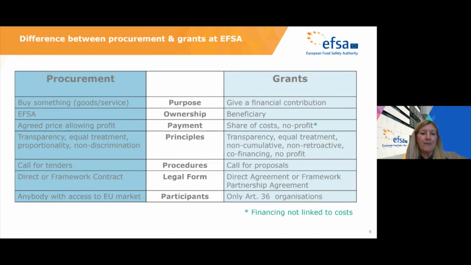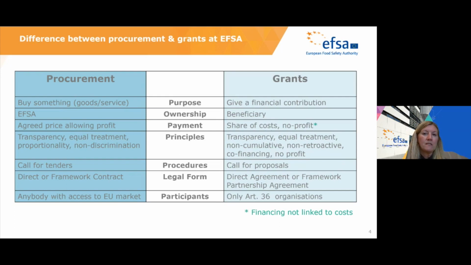In terms of what we call these procedures, in a procurement, it's a call for tenders. In grants, a call for proposals. The legal forms are similar. We have direct and framework contracts in procurement, but agreements in grants, because that's really to reflect the collaborative approach that we would have in grants. We're not buying a service in grants, so that's why we have the difference in terminology there.